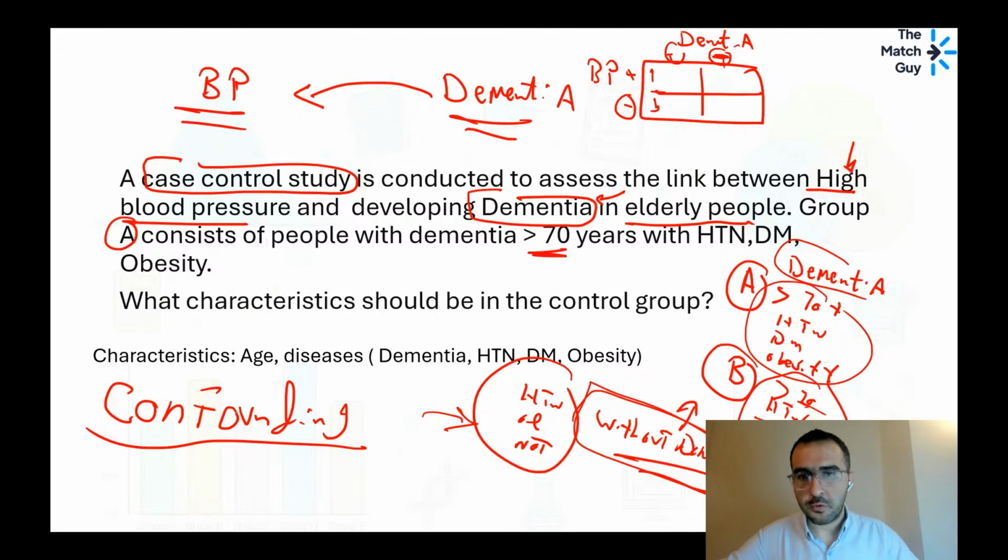Okay. So if you only choose high, it's wrong. If it's normal blood pressure, it's wrong. So I should have a mixture of these.